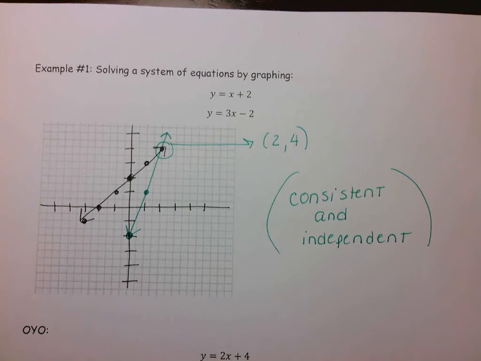Okay, so pause the video and work out the problems on your own. Graph both of those equations on the coordinate plane and find their point of intersection.